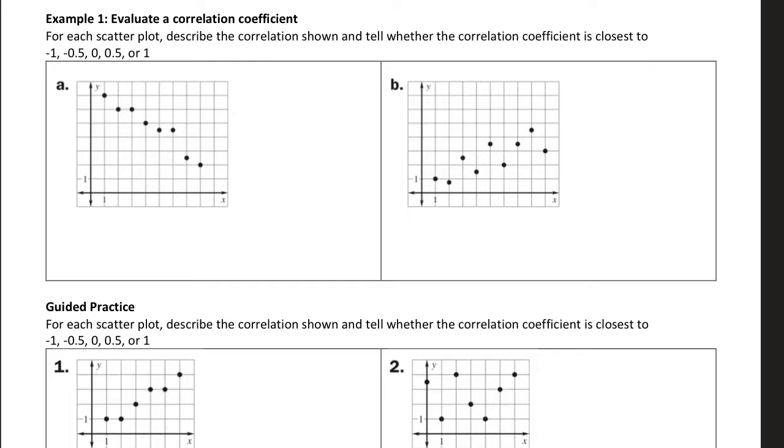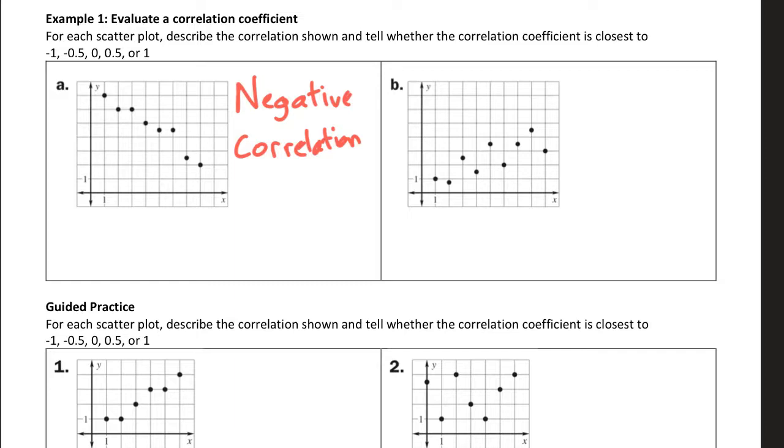Okay, so when we look at part A in this example, the first thing I would ask you to describe is the correlation shown. All we've got to say is that this correlation shows as x increases, y decreases. That is what we call a negative correlation. And I know I just said that a perfect negative correlation is -1. A correlation coefficient of -0.5 is a very weak negative correlation, and then 0.5 would be a pretty weak positive correlation.